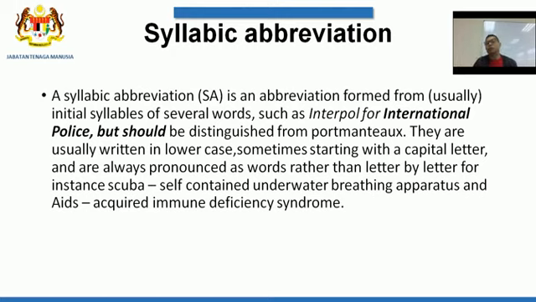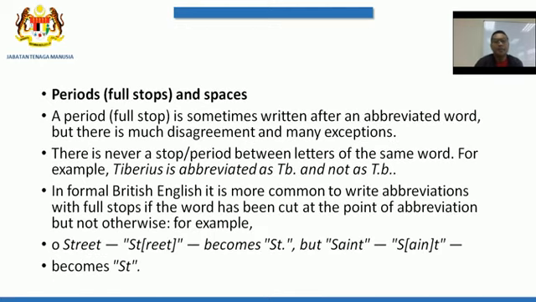So all of you, scuba is a device or an apparatus that we use whenever we go diving, right? So scuba is a form of abbreviation, singkatan. It comes from the phrase self-contained underwater breathing apparatus. Apparatus means peralatan. And AIDS is a form of disease, which also comes from the phrase acquired immune deficiency syndrome. Let's move on. Periods or full stops and spaces.